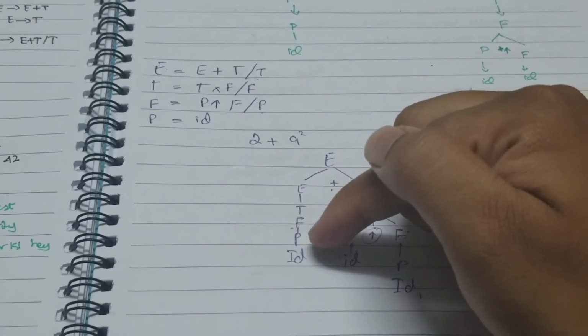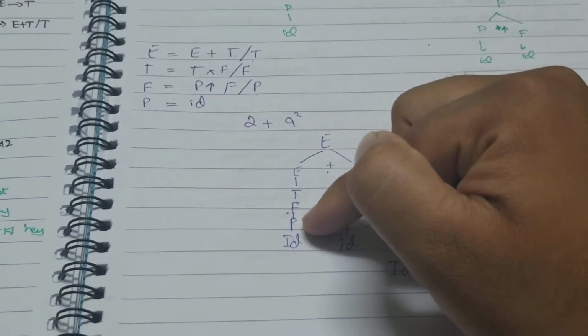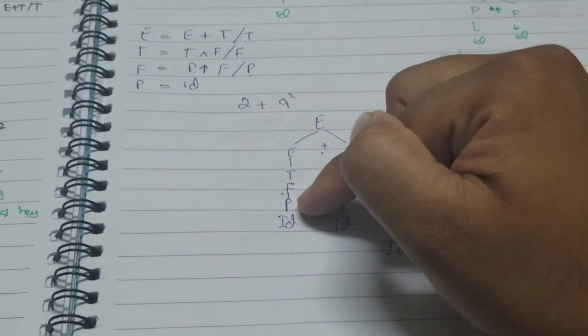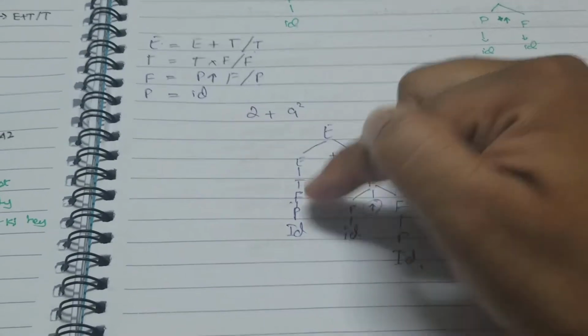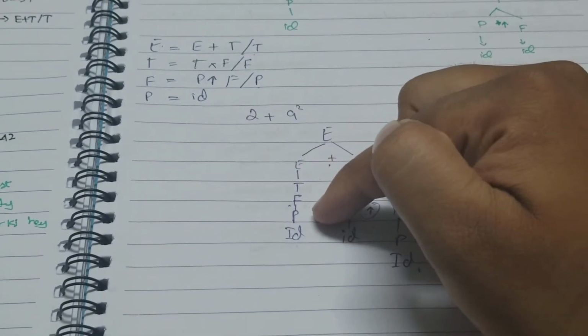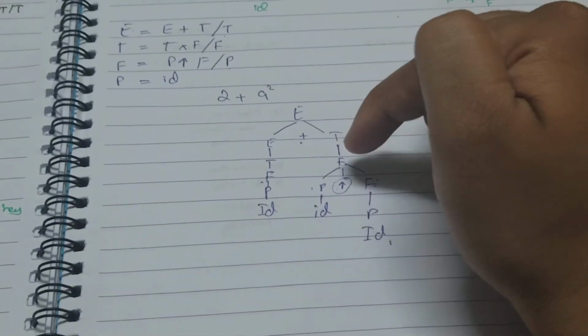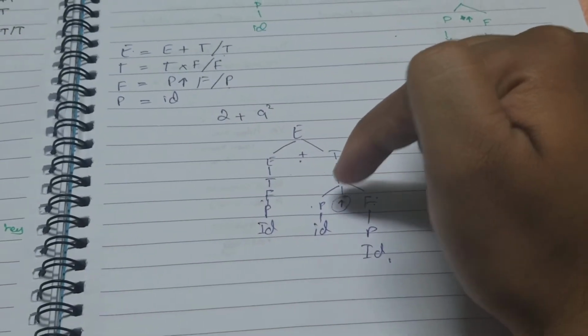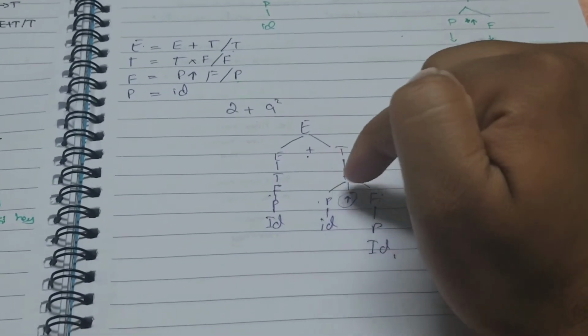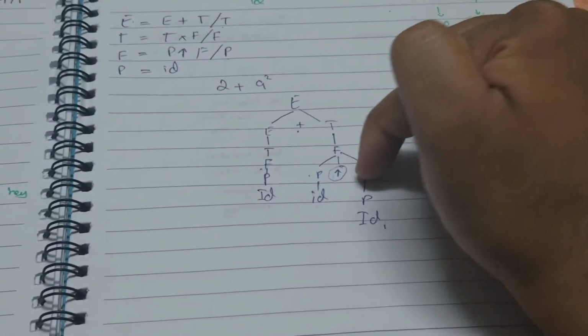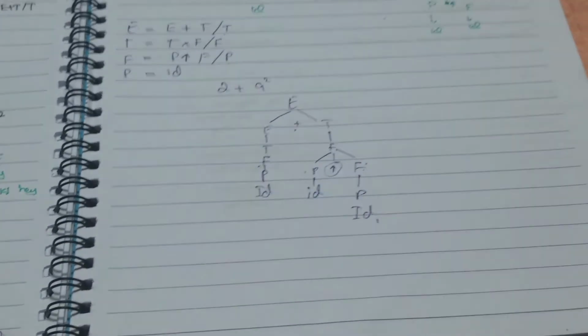T can be replaced by F, and F can be replaced by P according to this rule, and P can be replaced by ID. T can be replaced by F. F can be replaced by P power F, and P would be replaced by ID. Okay.